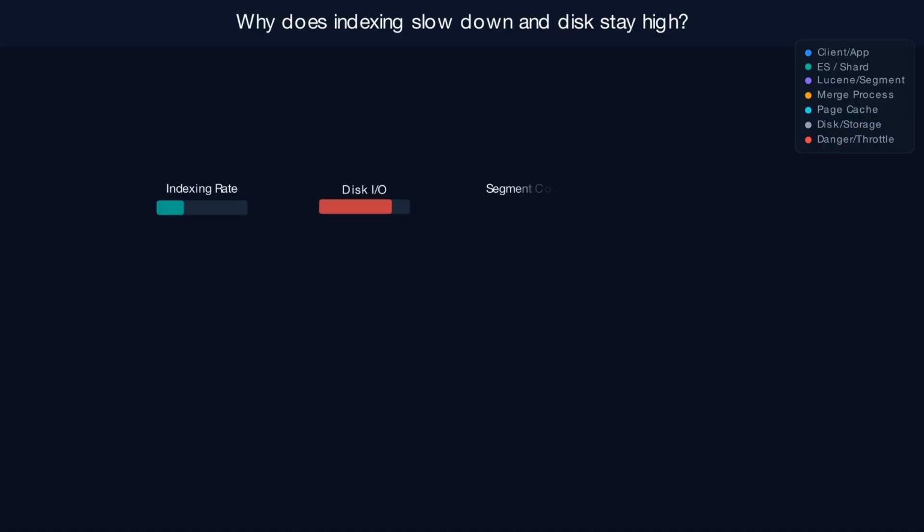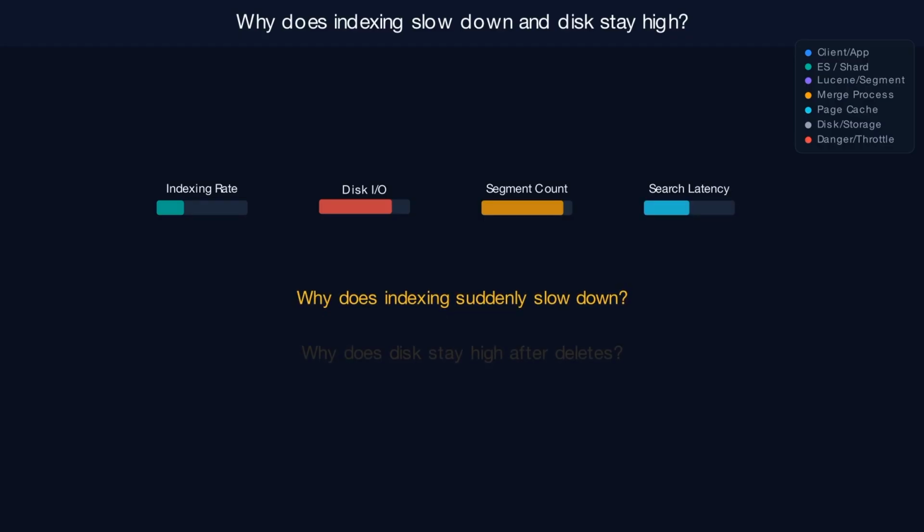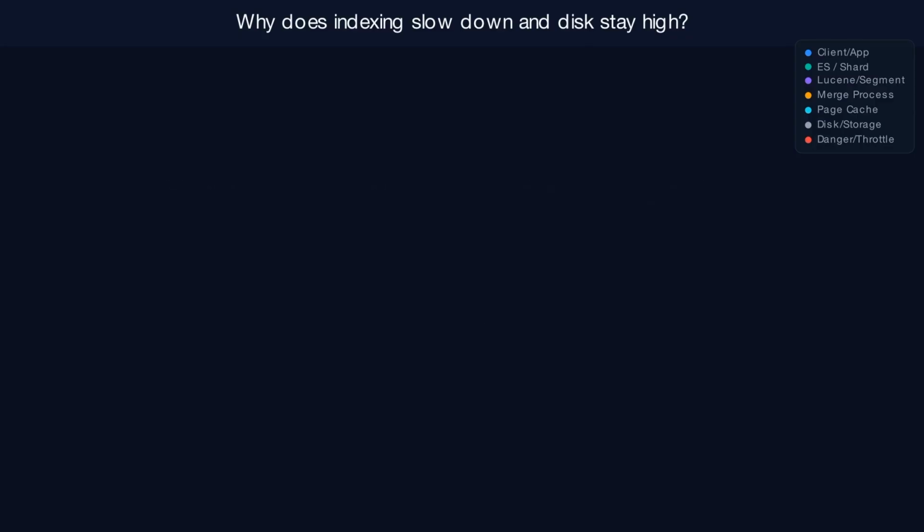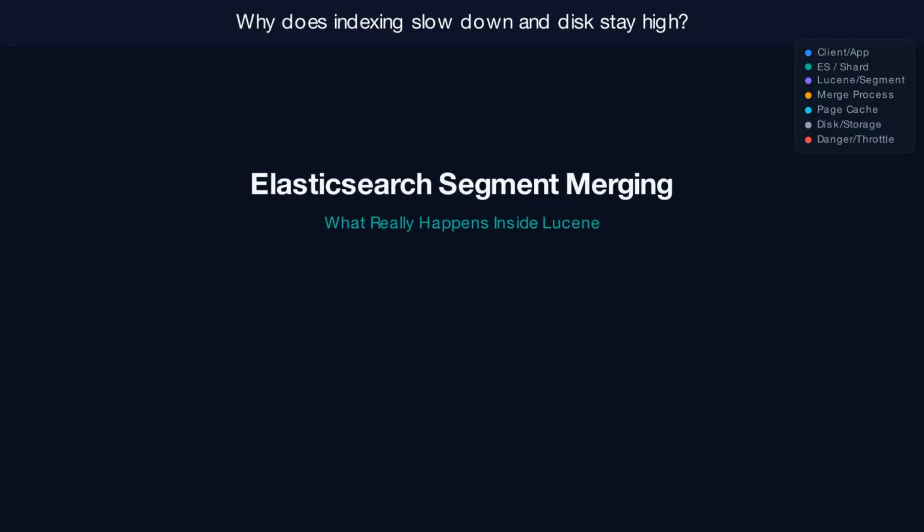Why does Elasticsearch indexing suddenly slow down, even when CPU looks fine, and then recover later? Why does disk usage stay high after deletes? A big part of the answer is one Lucene concept: segment merging. If you understand segment merging, you understand a huge part of Elasticsearch performance.